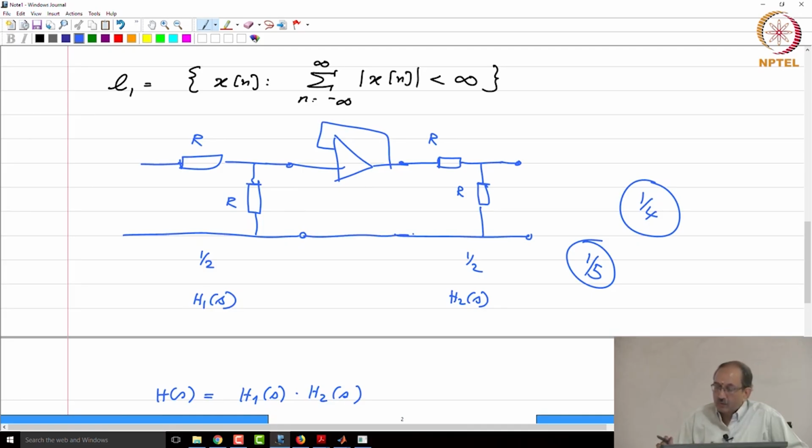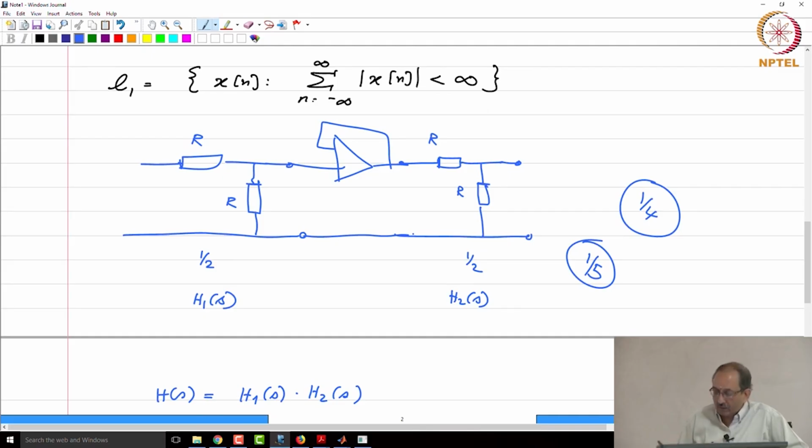So when you say I have H1 of S and H2 of S, and I connect them and then the overall system transfer function is indeed H1 times H2, the implicit assumption is no loading. And when it comes to continuous time systems, you need to worry about whether loading is there or not. If loading is there, this multiplication of transfer function is not valid. So when you assume the transfer functions are indeed multiplicative, the implicit assumption is no loading.